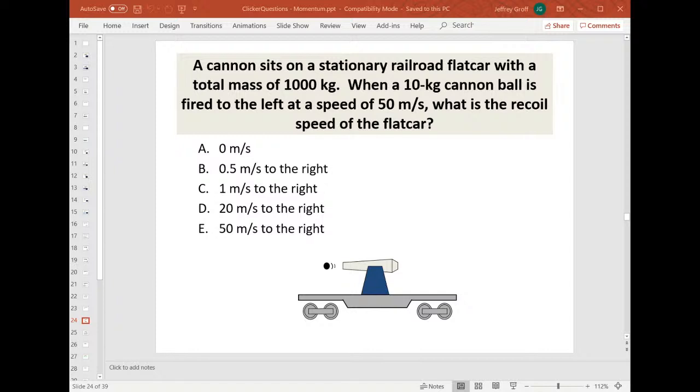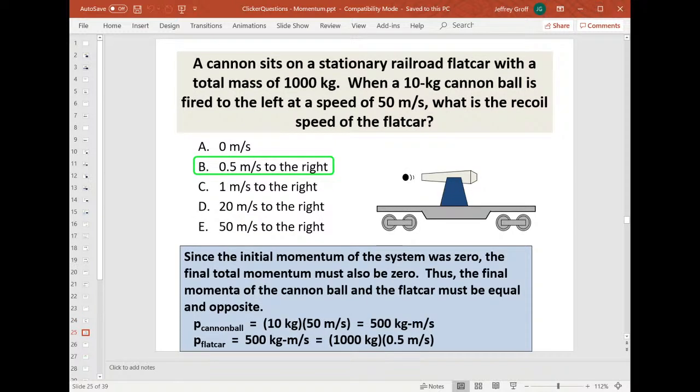All right. Good. Okay. So here's the correct answer. 0.5 meters per second to the right is the correct answer. And so you have these two objects, and the cannonball is going to have momentum of 10 kilograms times 50 meters per second, 500 kilogram meters per second to the left. So the flat car's momentum needs to be the same amount to the right. And if you know its mass, you can calculate its speed. It must be 0.5 meters per second.